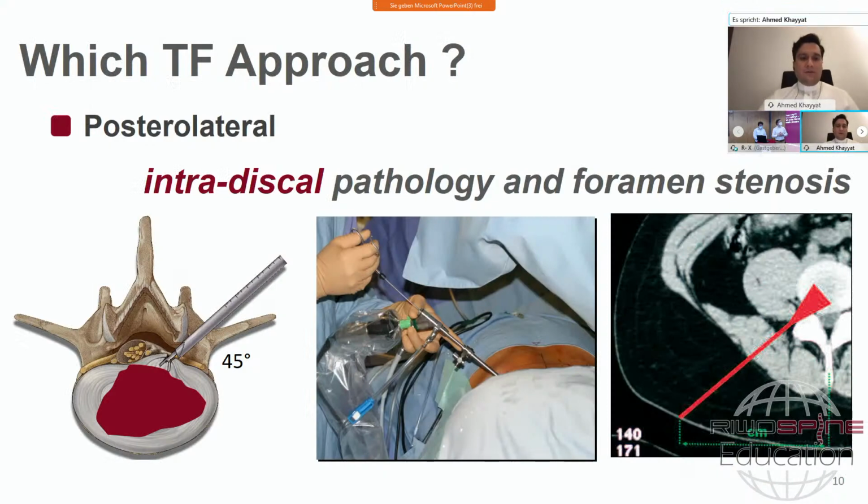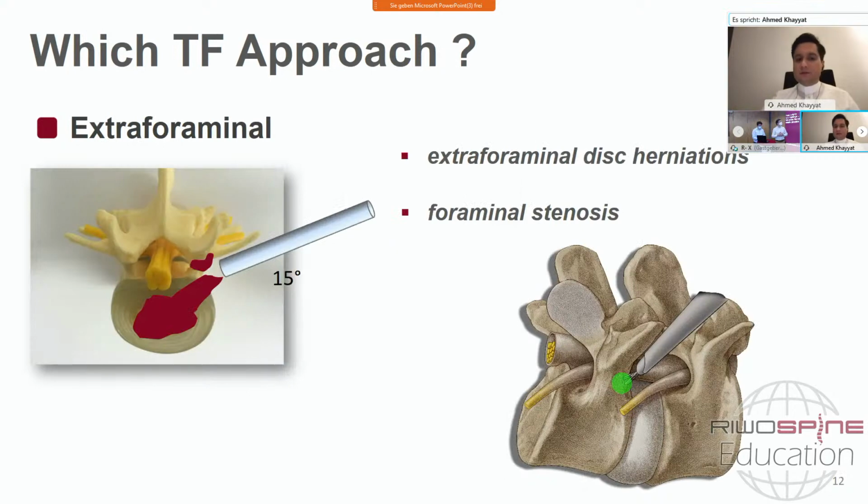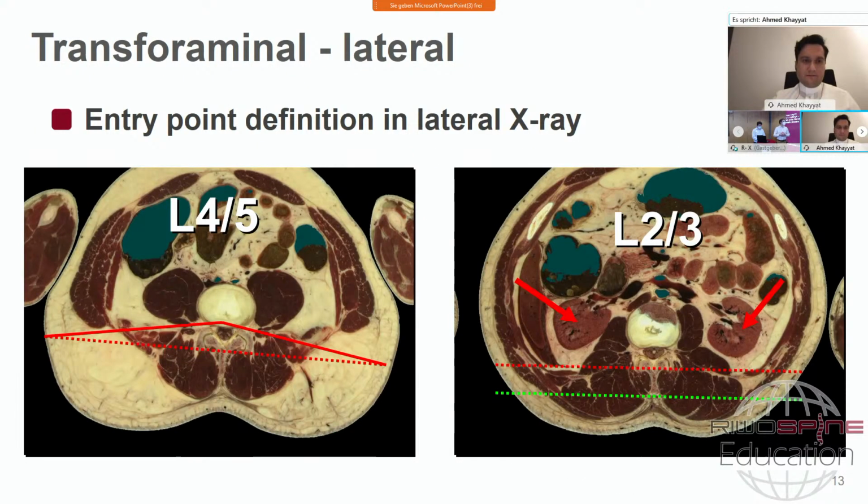For the lateral approach, we have the posterolateral at 45 degrees, and this we use for intradiscal pathology. The lateral approach for medial and mediolateral pathology is about 15 degrees, far lateral. Next. And we have an extraforaminal approach for extraforaminal pathology and foraminal stenosis. Always be careful with the lateral approach. Do a pre-op MRI to see if you have a higher level pathology. Be careful of the kidney, and if you go down, look also for the iliac crest.